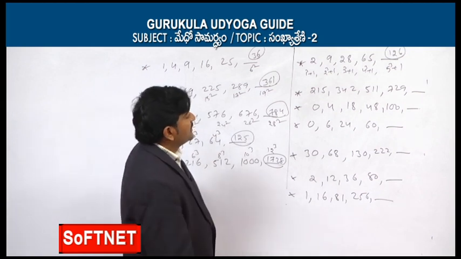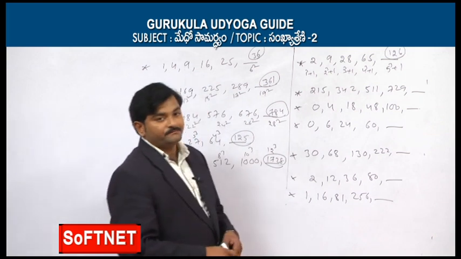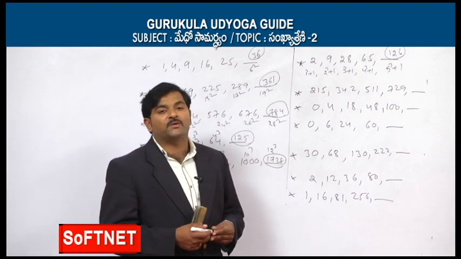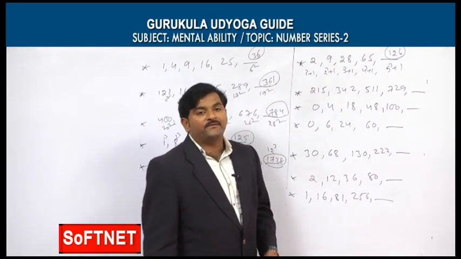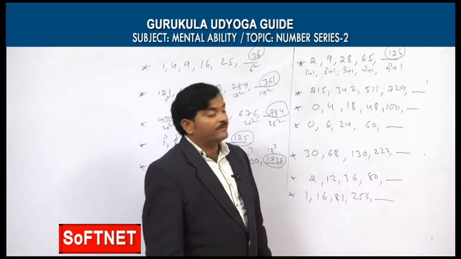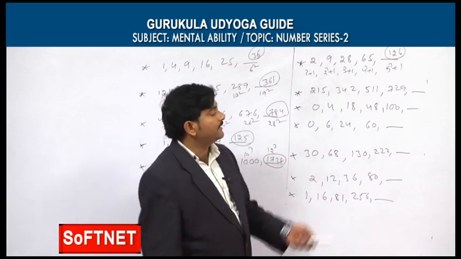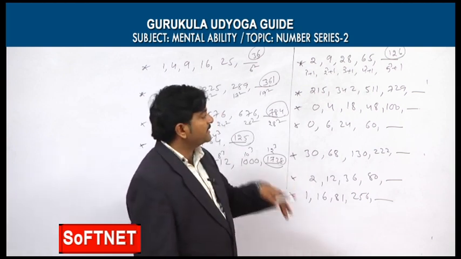Okay. Now see, interestingly, observe this also. 215. 215 is near to 216. 342 is near to 343. 511 is near to 512. Again 729 is near to 728. Why am I stressing this again?